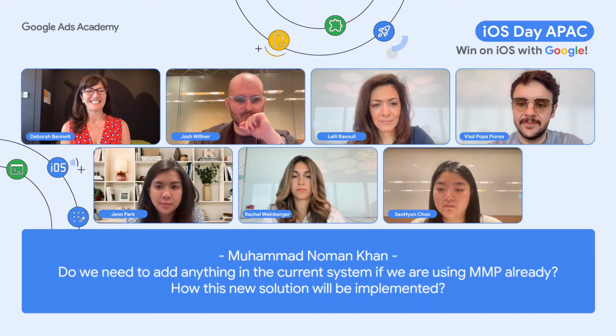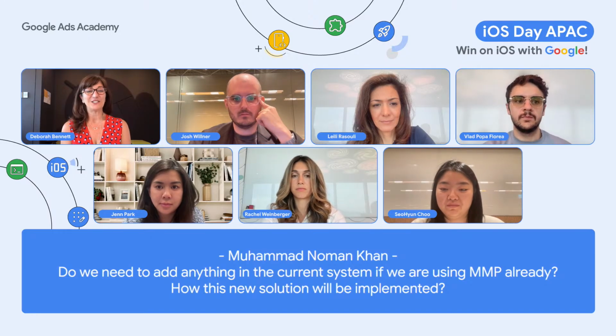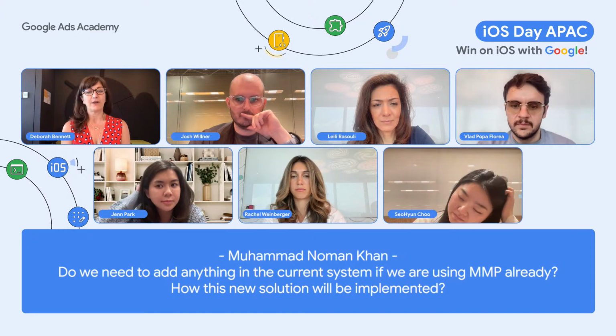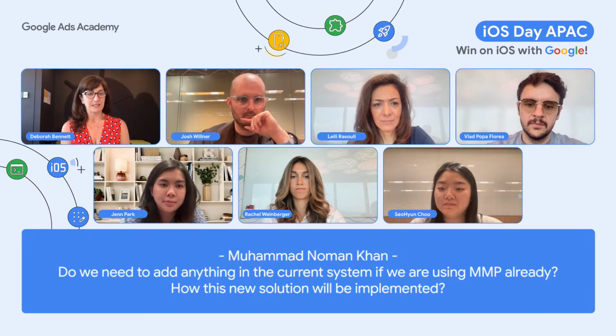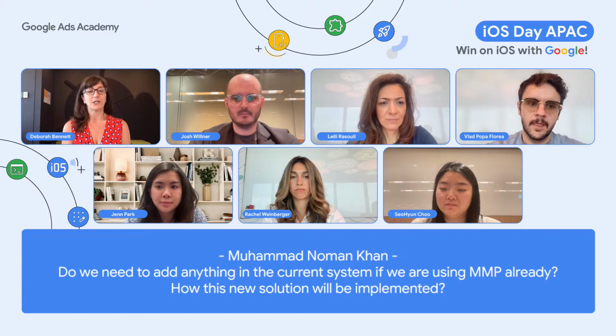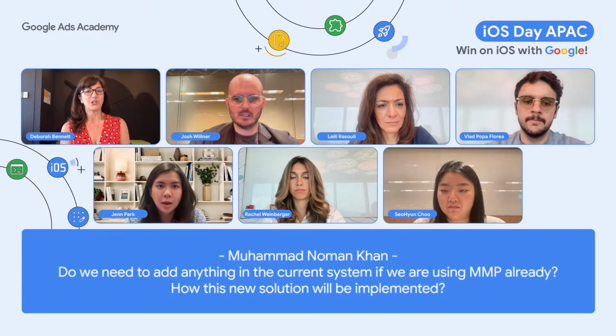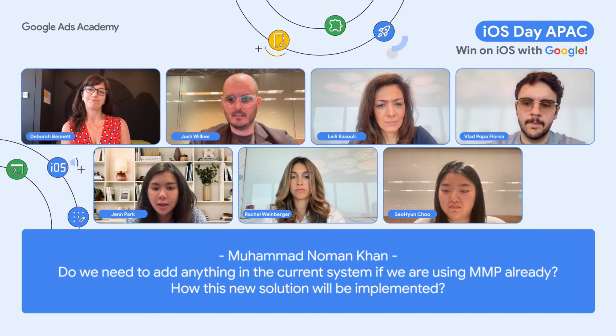Okay, next question. It's an interesting one. Do we need to add anything in the current system if we are using an MMP already? And I'm assuming this is about integrated conversion measurement. How is the new solution, how will it be implemented? Jen, maybe you want to take this one? Yeah, I can take this one.